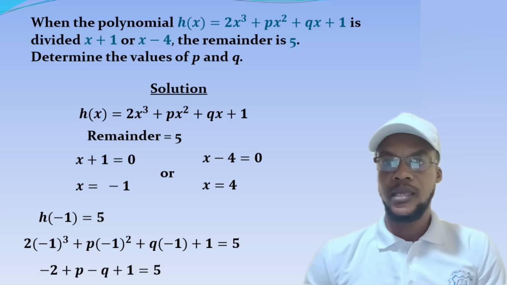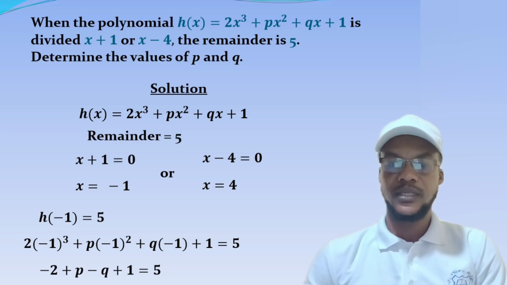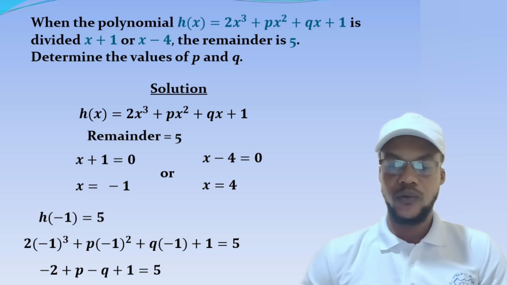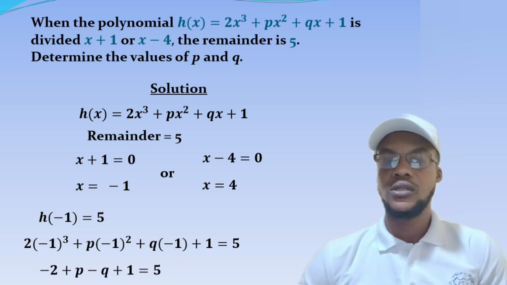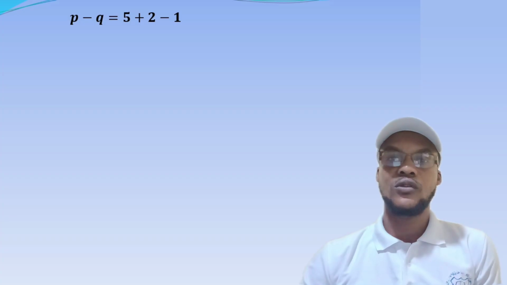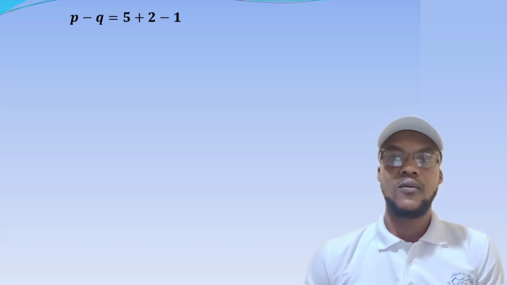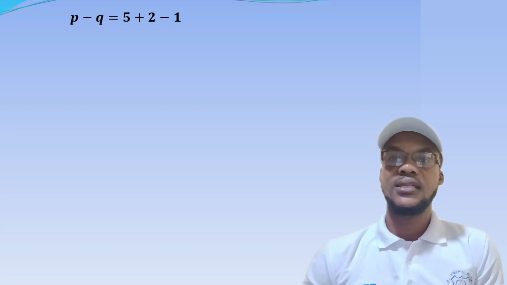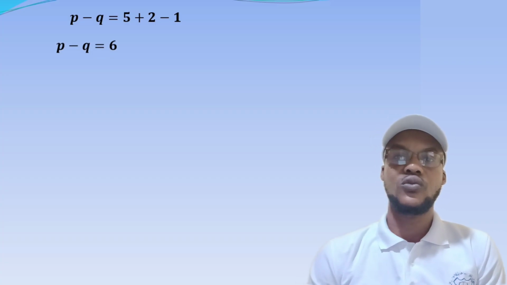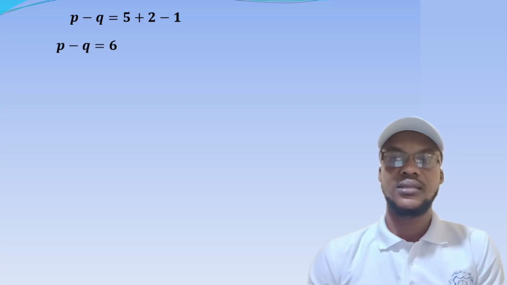So in this case, we have p and q. Then we can group like terms. We can put the p and q as letters at one side and send the constants or the numbers to the other side, and that gives us p minus q equals 5 plus 2 minus 1, which gives us p minus q is equal to 6. Have you gotten that? Great.